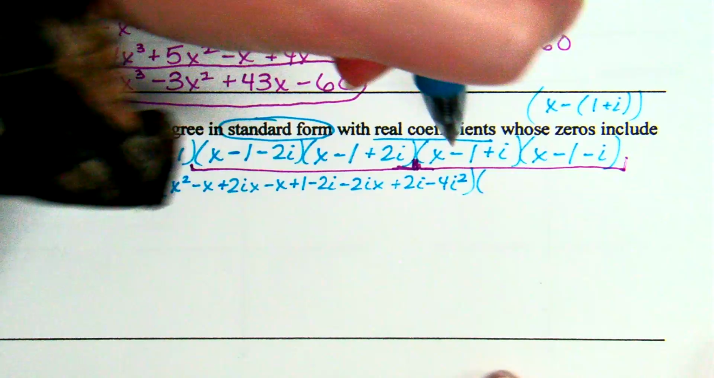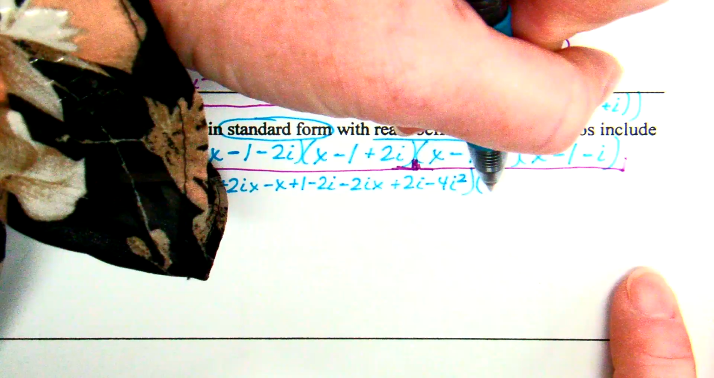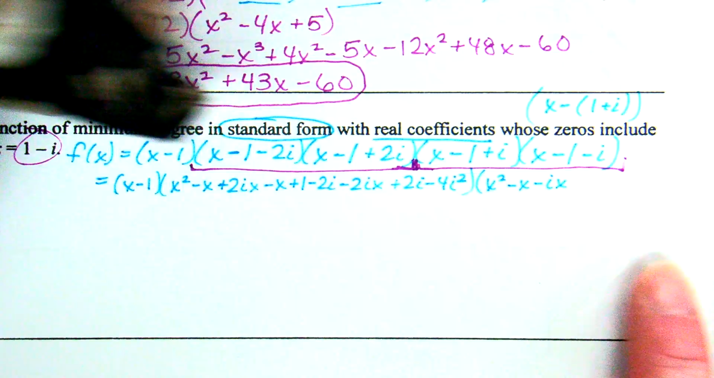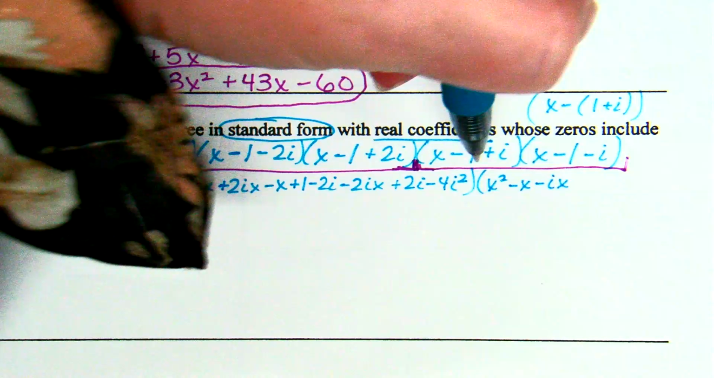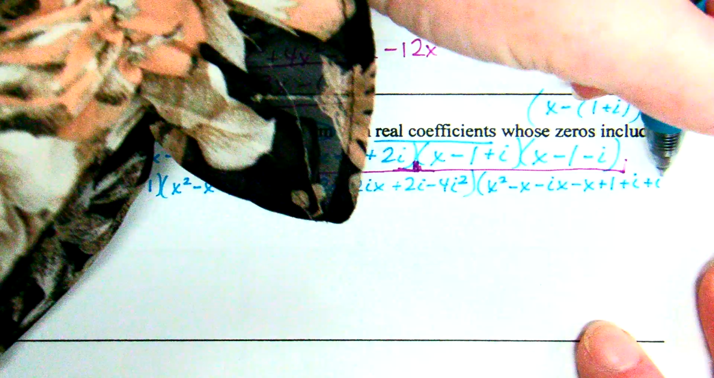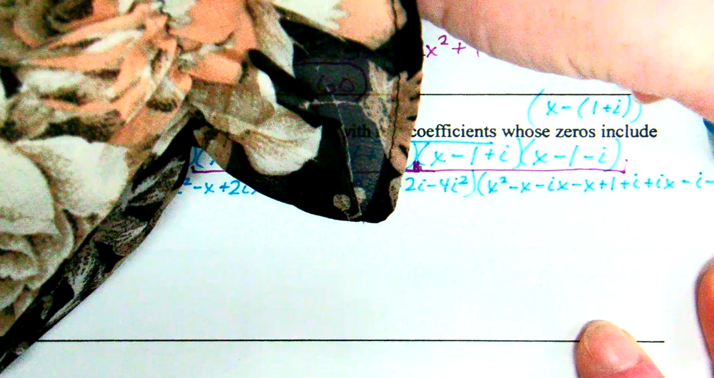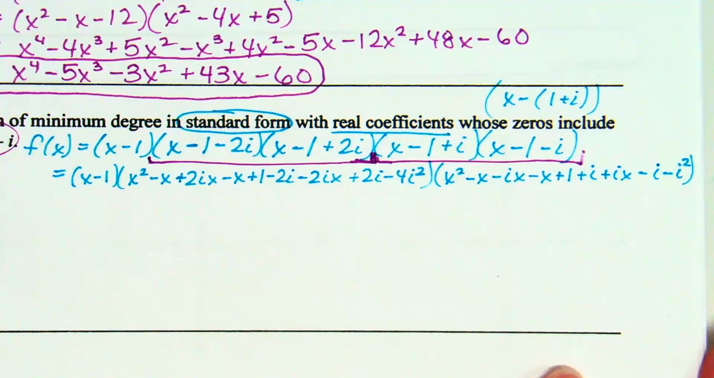Same process. X times everything, so x squared minus x minus ix. Minus 1 times everything. Minus x plus 1 plus i. And then i times everything, plus ix minus i minus i squared. Now what?